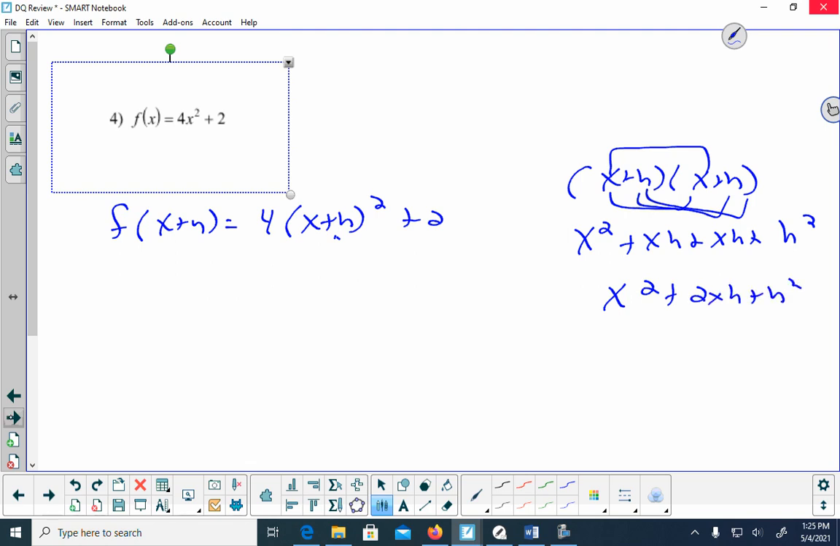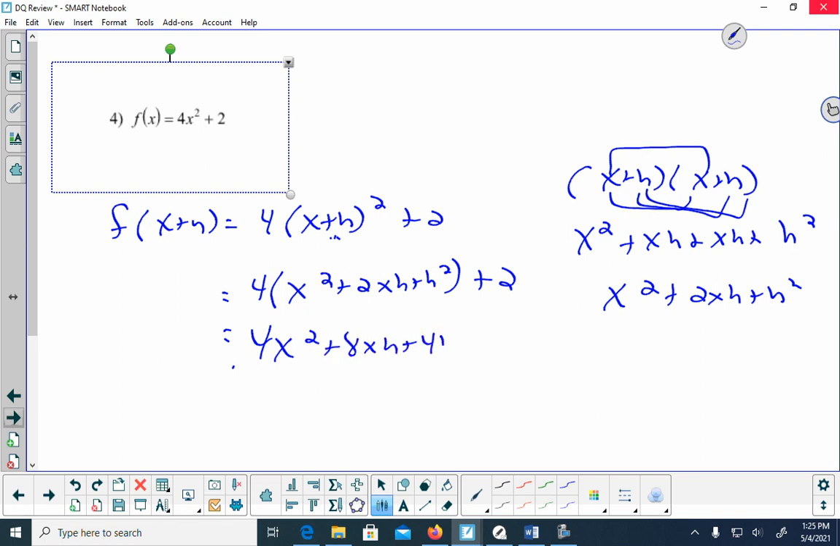And it's never going to change. It's always going to be that, so I'm not going to show that work every single time. So I'm going to have 4 times this, which we just said was x squared plus 2xh plus h squared, and then here's that plus 2 on the outside. Distributing my 4. And now my f of x is simply 4x squared plus 2.